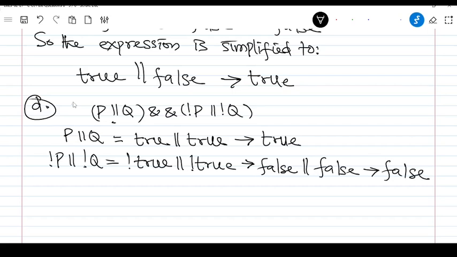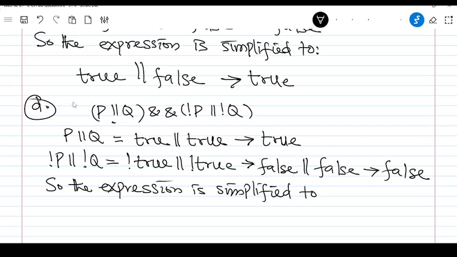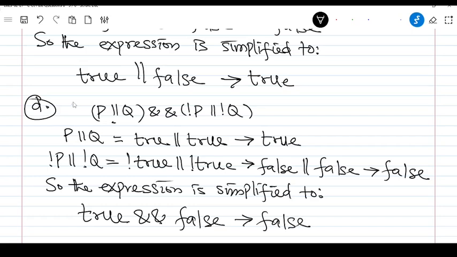Therefore, the expression is simplified to P or Q, which is equal to true, and not P or not Q is equal to what? False. So therefore, true and false is going to be equal to false. So that is the answer.